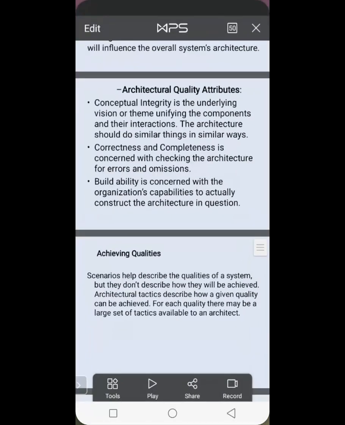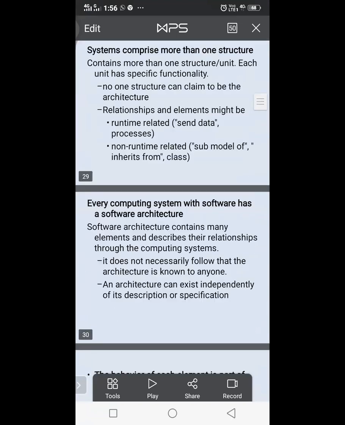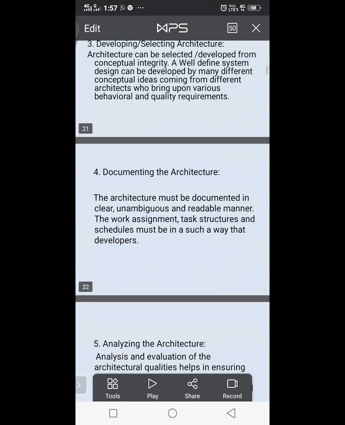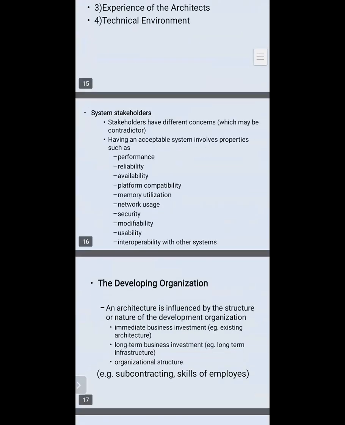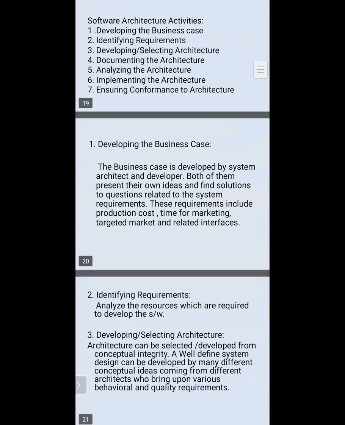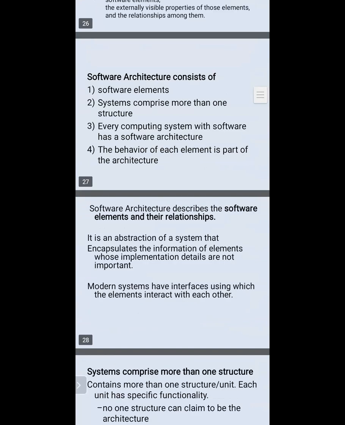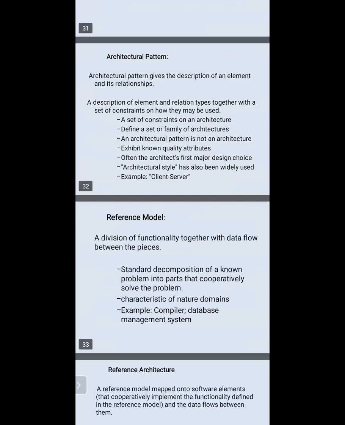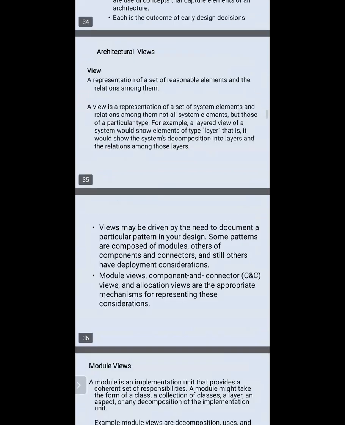In the last class, we discussed what a software architecture design pattern is, what the architecture business cycle is, and what the factors influencing the architecture are. We also covered what the software process is, what is involved in a software process, what software architecture is, and architectural pattern, reference model, and reference architecture. The last topic is views.